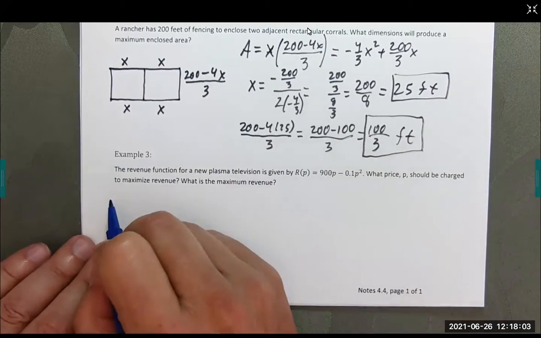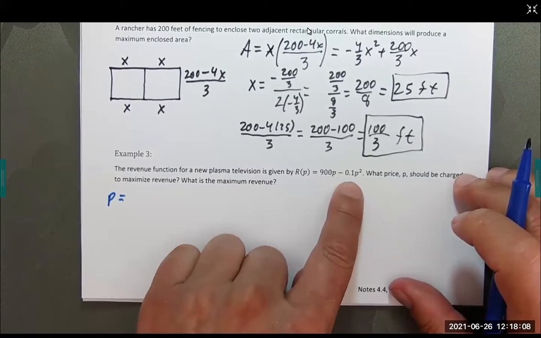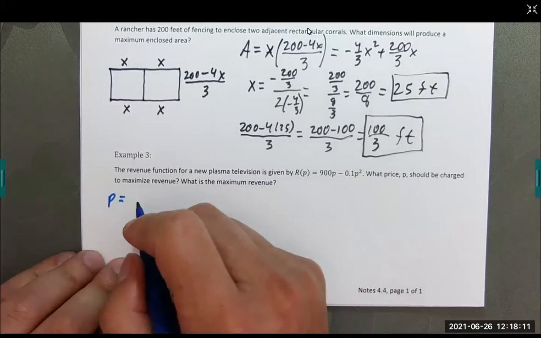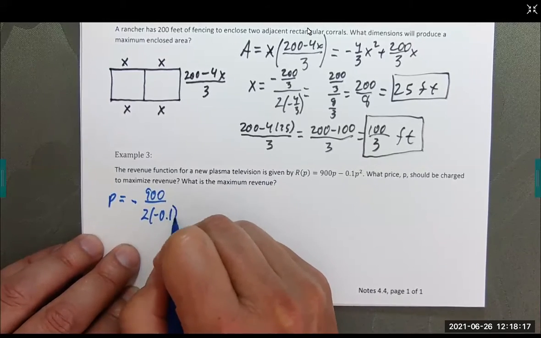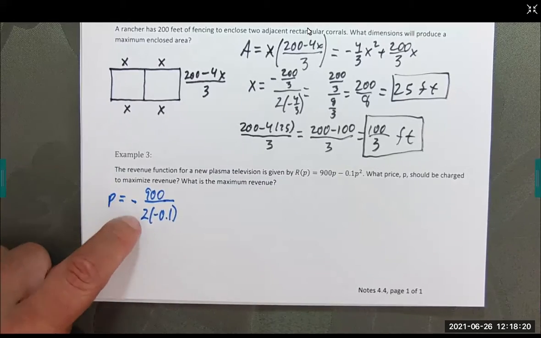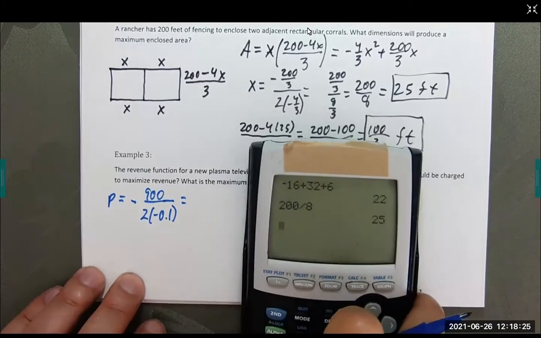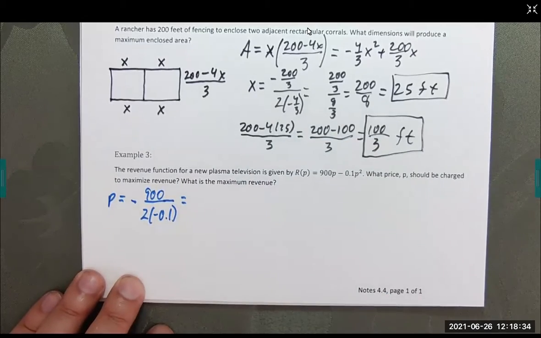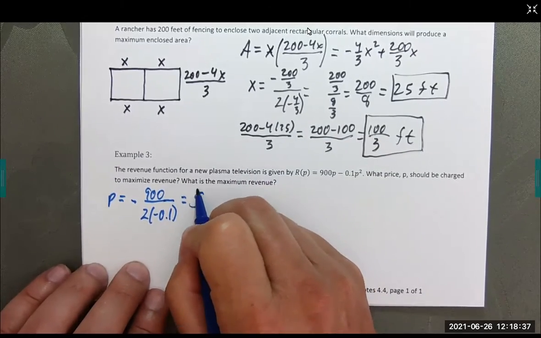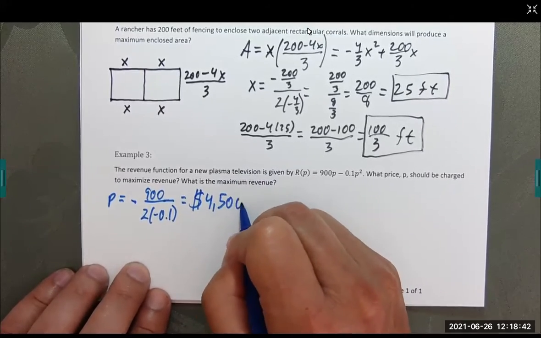So P, now it's a little confusing because that is my A and that is my B, right? A is always the one with the squared part. So negative B, which is 900, over 2 times A, which is negative 0.1. So that's going to be a negative divided by a negative. That's fine. And let's throw this into here. 900 divided by 2 times 0.1. $4,500. $4,000. What was it? $500.